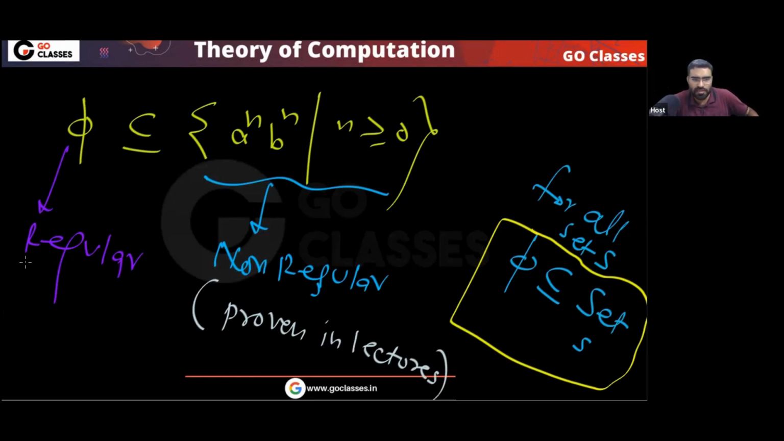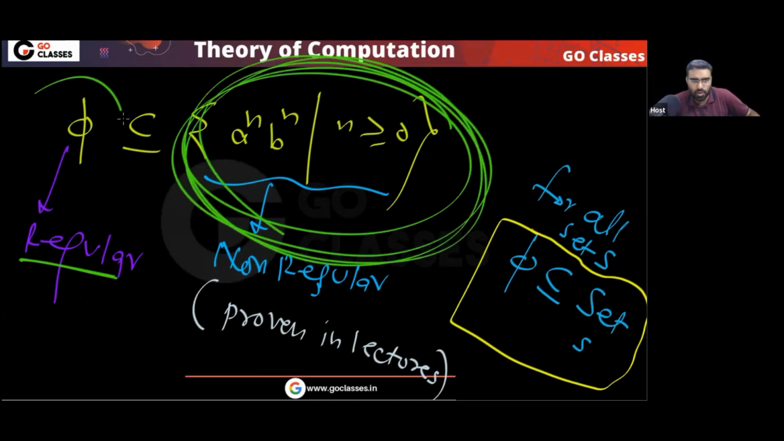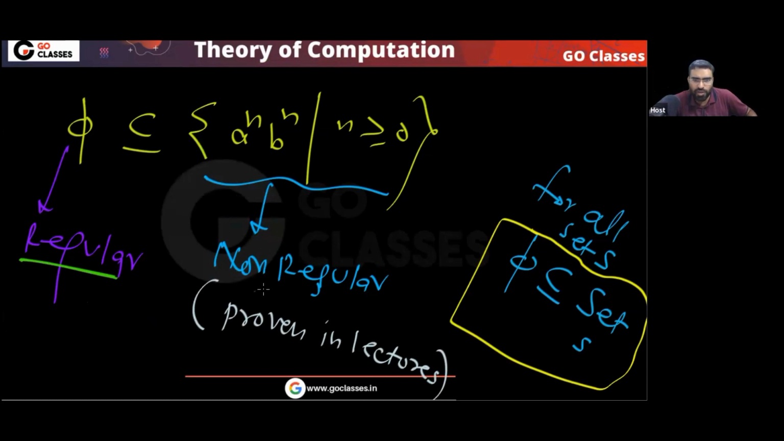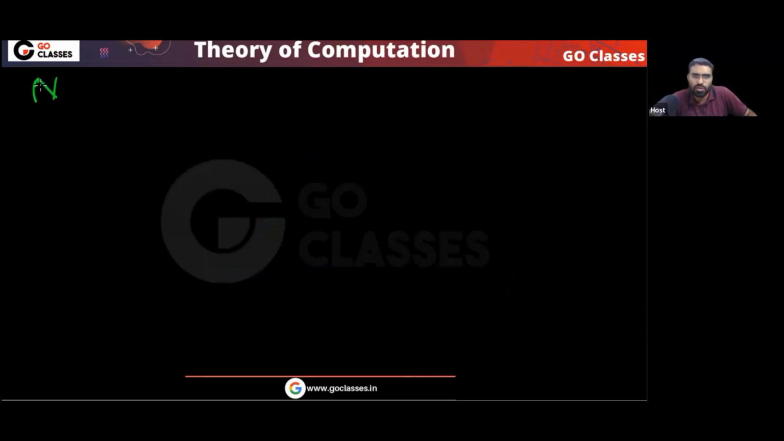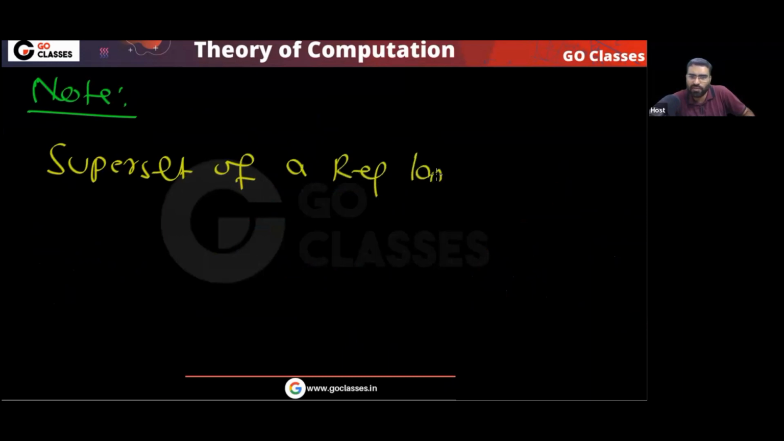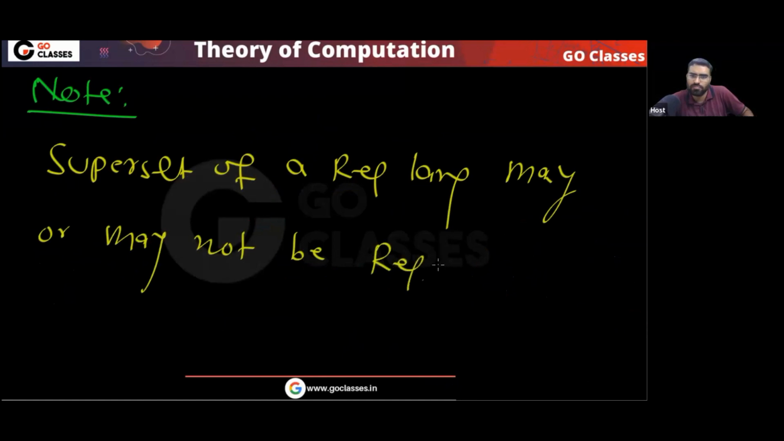So you can already notice that this is a superset of this regular language. So a superset of a regular language need not be regular. Finally, I can say a superset of a regular language may or may not be regular. Is this understood?